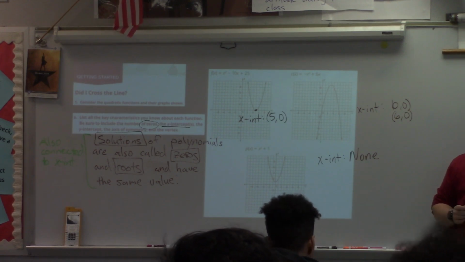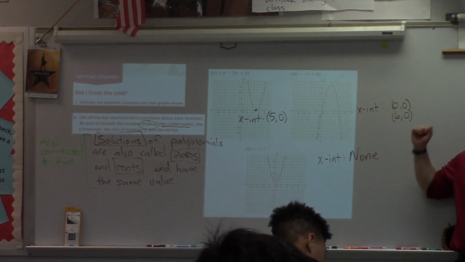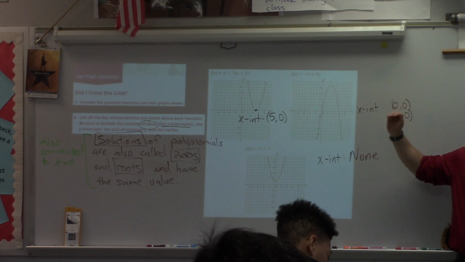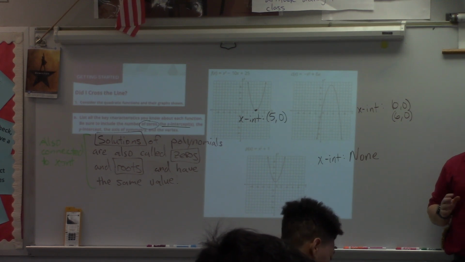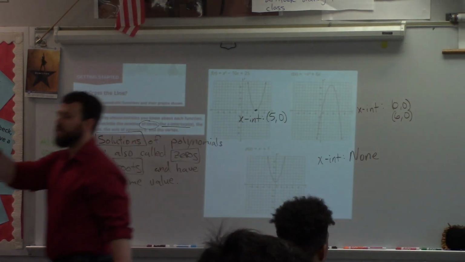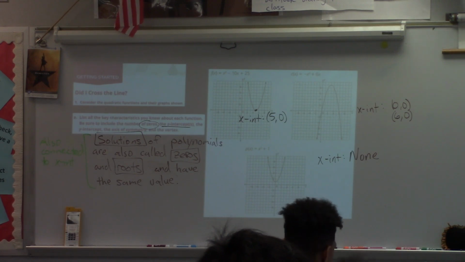Now, here's why this is important. We've connected x-intercepts to zeros and to roots. How many roots has every quadratic function had? 2. When we solve these quadratic equations and we find solutions, how many solutions have there always been?